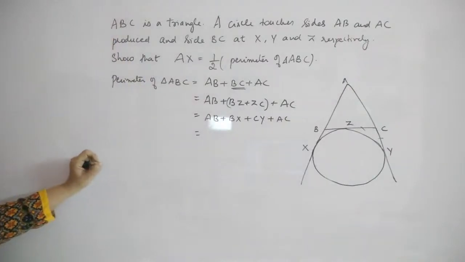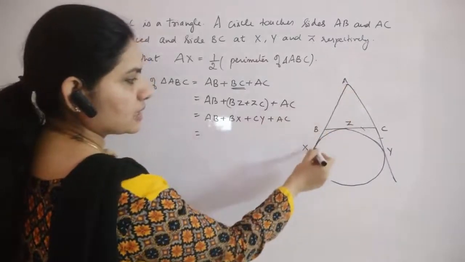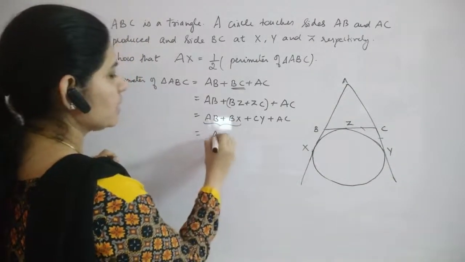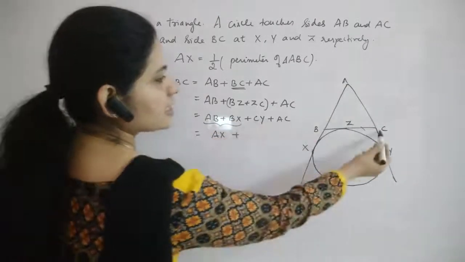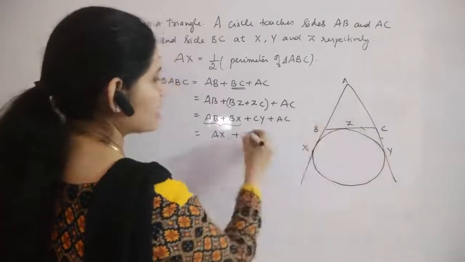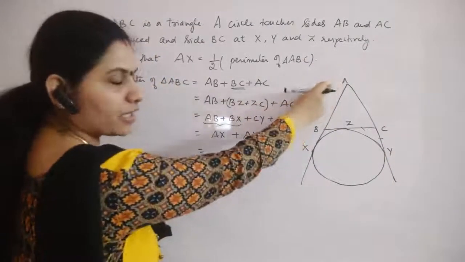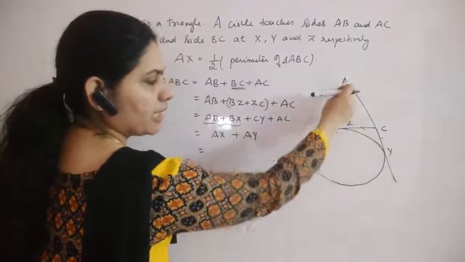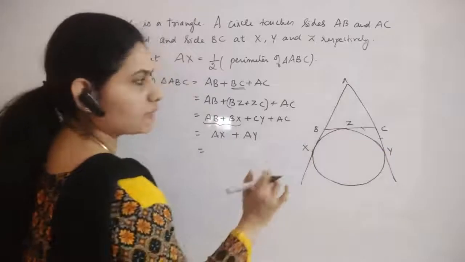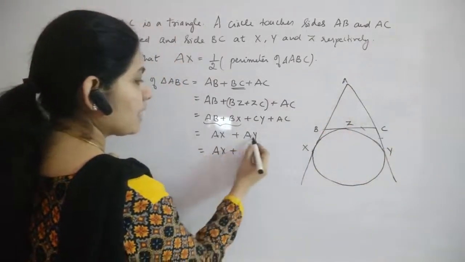Now the next thing you can do is just see what AB plus BX is. This is AB, this is BX. So here you will get AX, right? AB plus BX will give you AX. Now again, CY is this and this is AC. So AC plus CY you can write as AY. Again, the third thing: A is a point outside this circle. From A you have drawn two lines such that these two are tangents at X and Y respectively. So AX will be equal to AY. So again you can replace AY with AX.